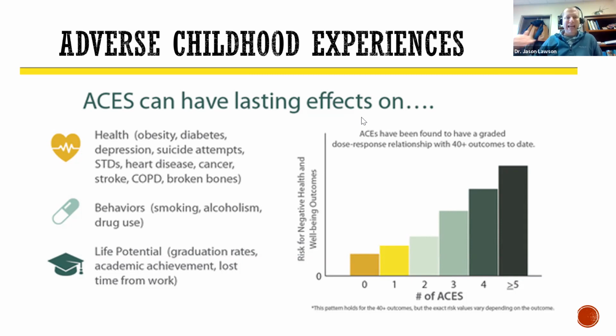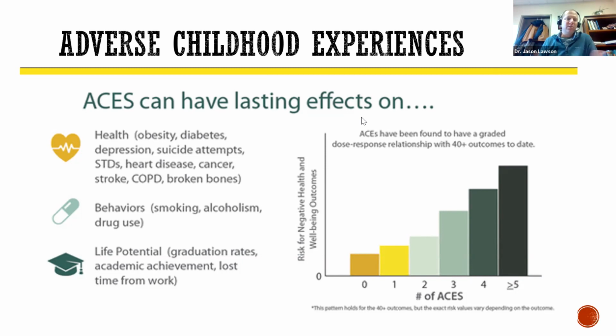Okay, and so the more ACEs you get, the higher your ACEs score, has a direct influence on obesity as an adult, diabetes as an adult, depression, suicide attempts, sexually transmitted diseases or infections, heart disease, cancer, stroke, COPD, broken bones. Okay, all of those things. So the higher number of instances you have as a child has a direct relationship to those particular things in life, in health. So huge health disparity, health inequity between adults who have experienced trauma as children compared to adults who didn't experience trauma as children.